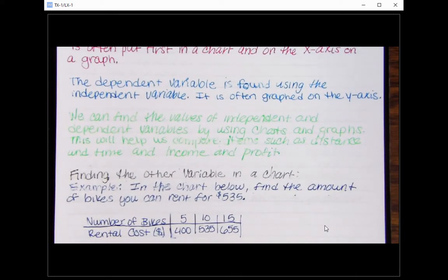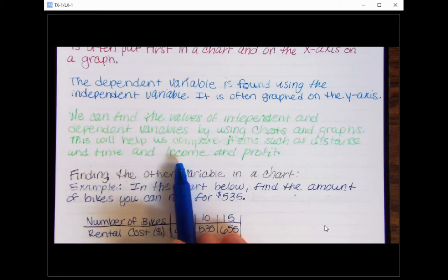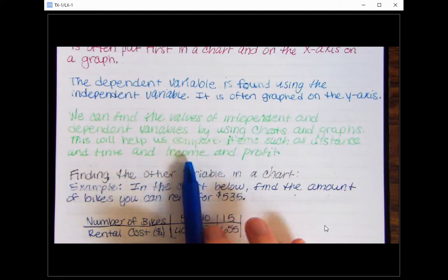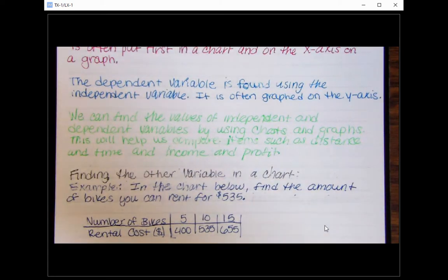So we can find the values of independent and dependent variables by using charts and graphs. This will help us compare items such as distance and time, and income and profit. If you want to do anything in your future that requires you to analyze data, which, hint, hint, is lots and lots of different jobs, pretty much all of them, you're particularly going to be looking at income and profit. Again, charts and graphs help us compare two things. Distance and time, and income and profit are just two of those examples.